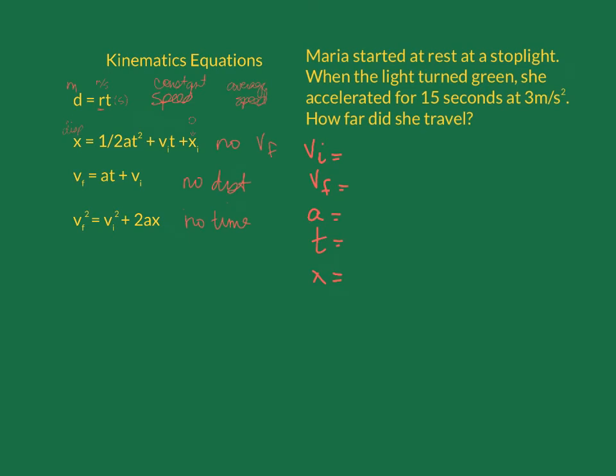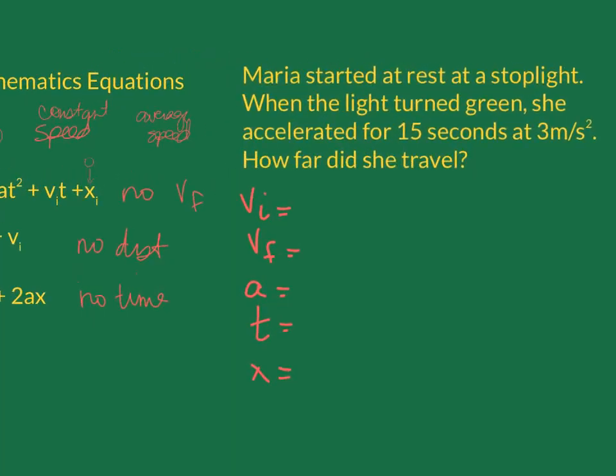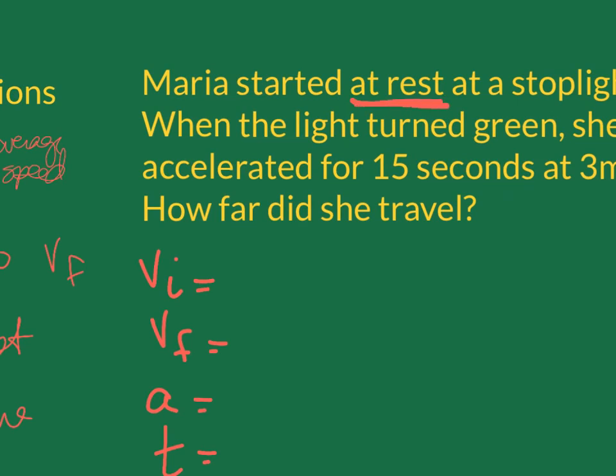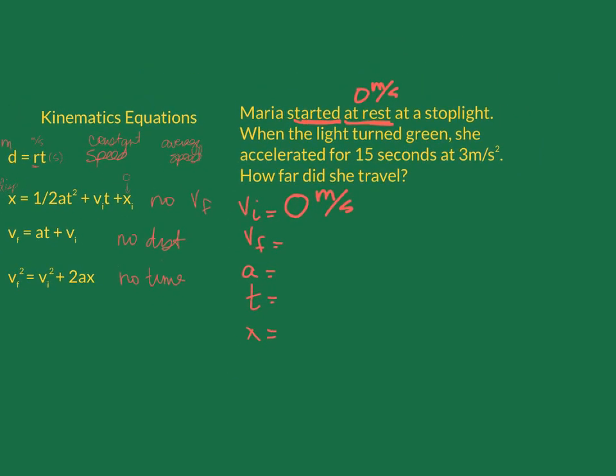I don't read the problem like Maria started at rest at a stoplight when the light turned green. She accelerated for 15 seconds at 3 meters per second squared. How far did she travel? Because that's not how you read it. Read it just one step at a time. Maria started at rest. How fast are we going when we're at rest? Aren't we stopped? Are we going 0 meters per second? Okay, so that's 0 meters per second. And she started at rest, so that tells us it's her initial velocity.